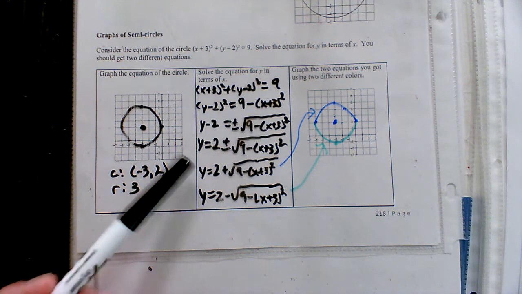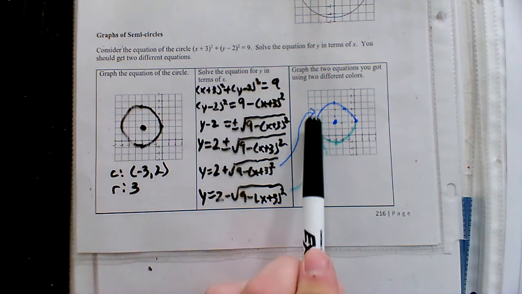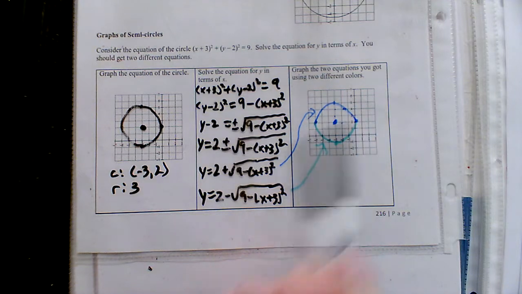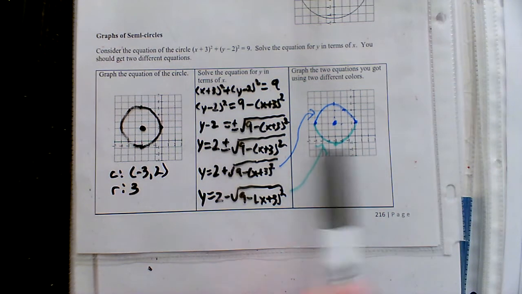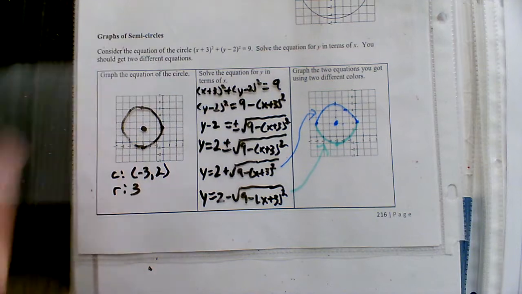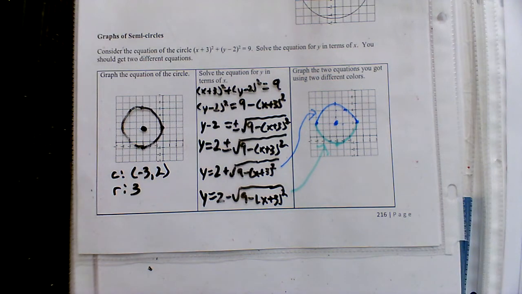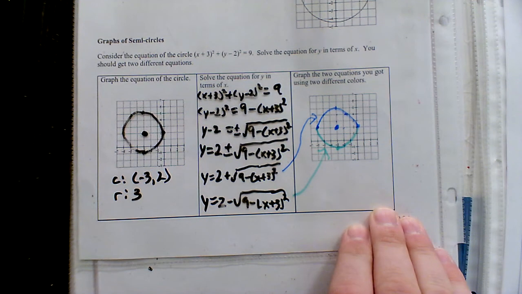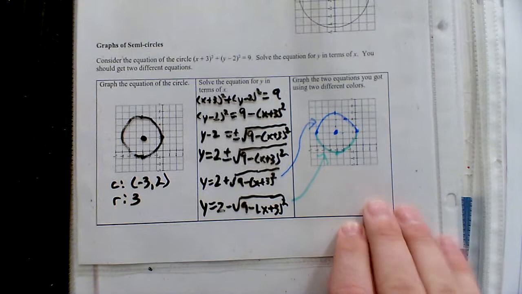So we solved for y. We got 2 answers. The first answer represents the semicircle on the top. The second answer represents the semicircle on the bottom. Again, right here are both answers. If you would work backwards, you would get the original circle equation. Any questions? Alright, let's go to the next one.